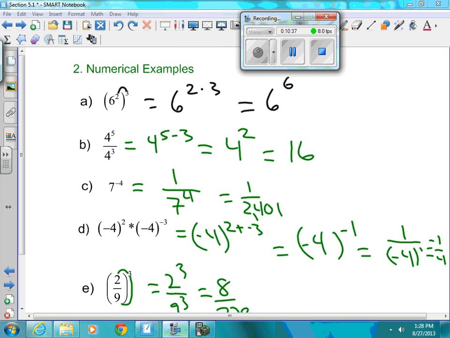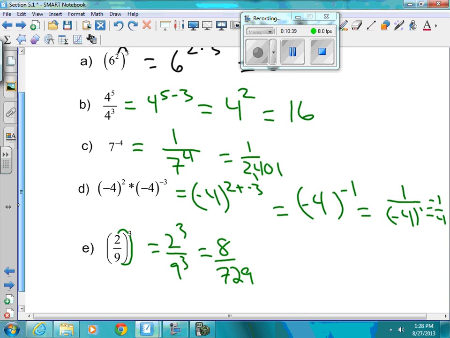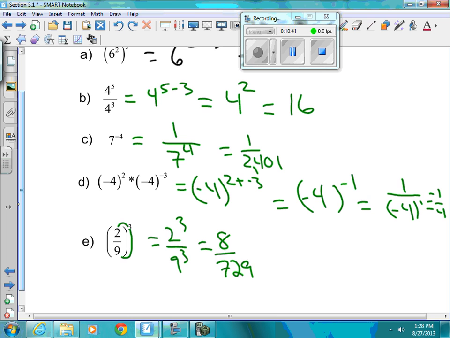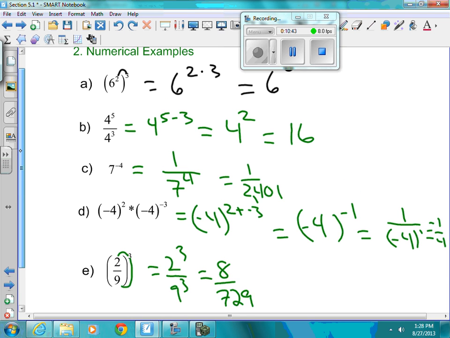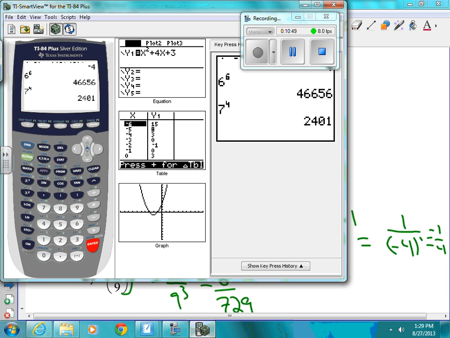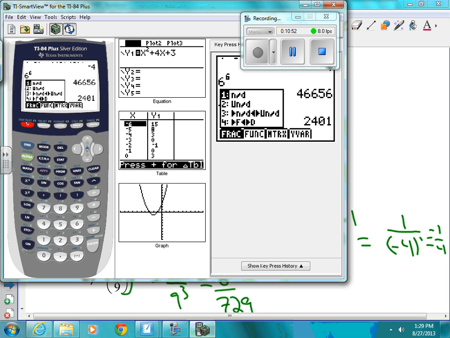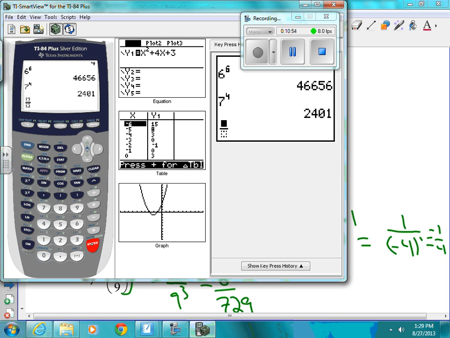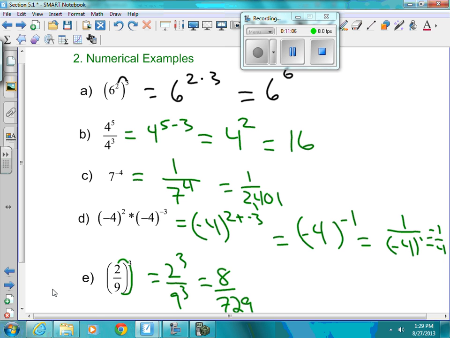One more thing before we move on. Obviously, these are all numbers, right? I could put these problems in my calculator to check and see if I get the same number. So for instance, let's just look at B, 4 to the 5th over 4 to the 3rd. I could use my fraction app, math, alpha y equals, the 4 to the 5th power over 4 to the 3rd power. And I get 16.